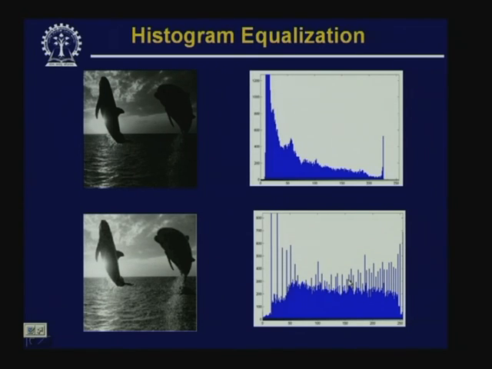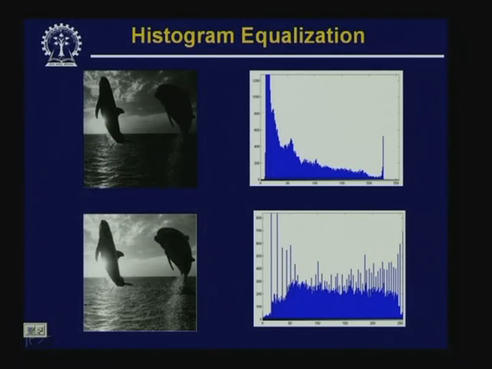And as we mentioned in our last class, whenever we go for histogram equalization, the probability density function of the intensity values of the equalized image is ideally a uniform distribution. In this particular case, you will find that the histogram of this equalized image that we have got is not absolutely uniform.